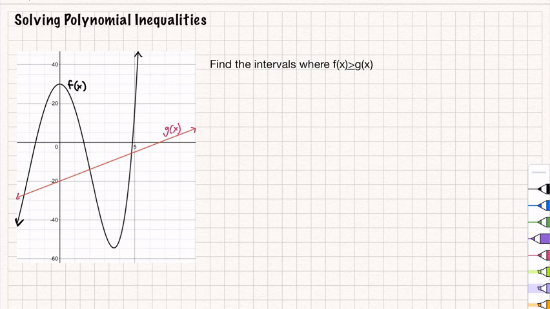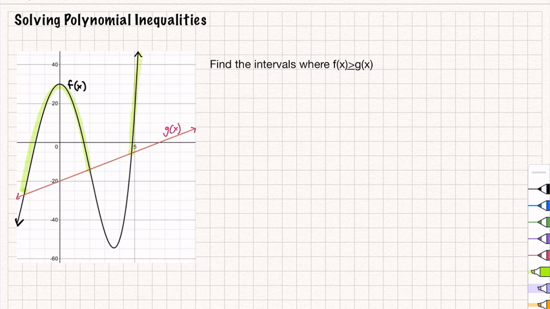So first, let's identify where g at x is. So it's our linear function right here. So I want to know when f at x is greater than or equal to g at x. So we can identify when it's greater than, so starting here, it's greater than, up until this point, and then this part would not be included because it's less than, and then once again it's greater than starting at this point here. So how would we state those intervals?